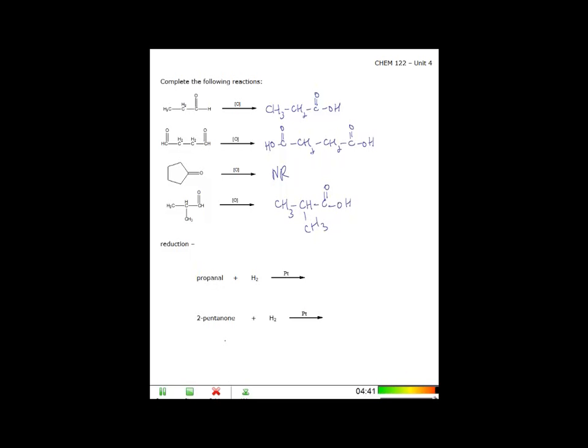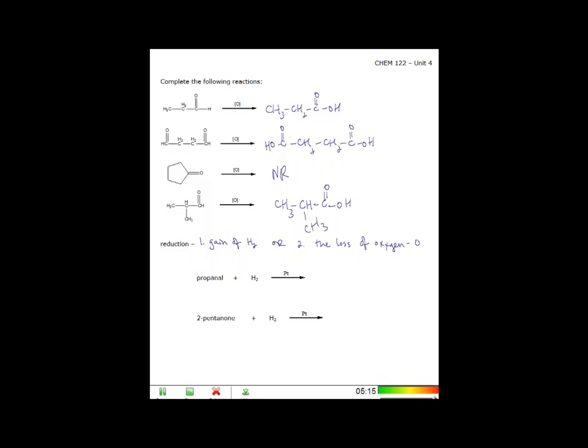Now, aldehydes and ketones can undergo reduction as well. Reduction, just like oxidation for organic chemistry, has 2 definitions. The first definition is the gain of hydrogen. The second definition is the loss of oxygen, and that's just an O.